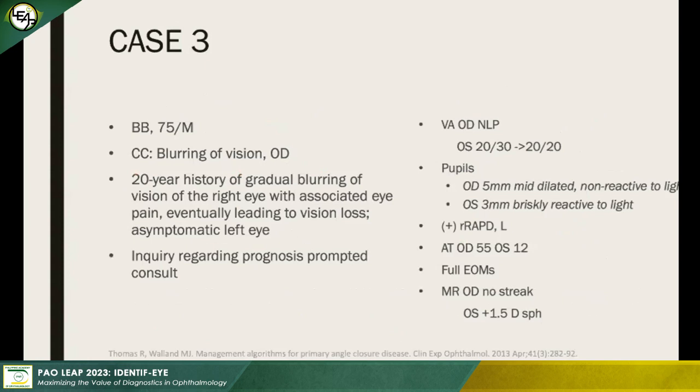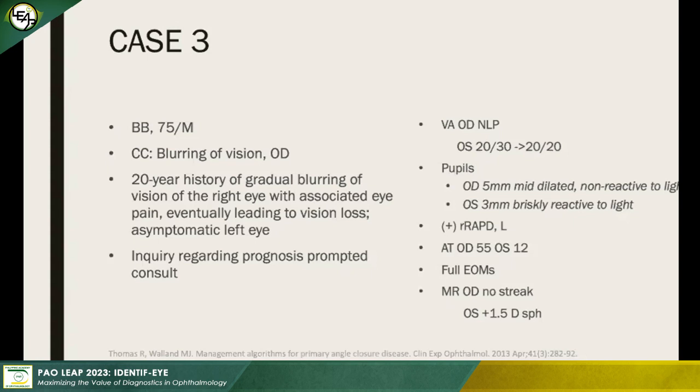This time, let's discuss another case of angle closure wherein gonioscopy greatly dictated the definitive treatment of a patient. So in this 75-year-old male with a 20-year history of gradual blurring of vision of the right eye with eye pain, the patient eventually had vision loss of the right eye, and the left eye remained asymptomatic. So the patient came in just wanting to inquire regarding prognosis. So the vision on the right eye is already NLP. On the left, it still improves to 20/20.